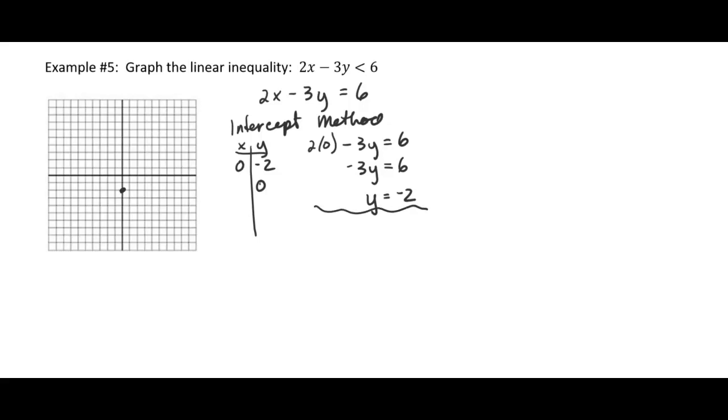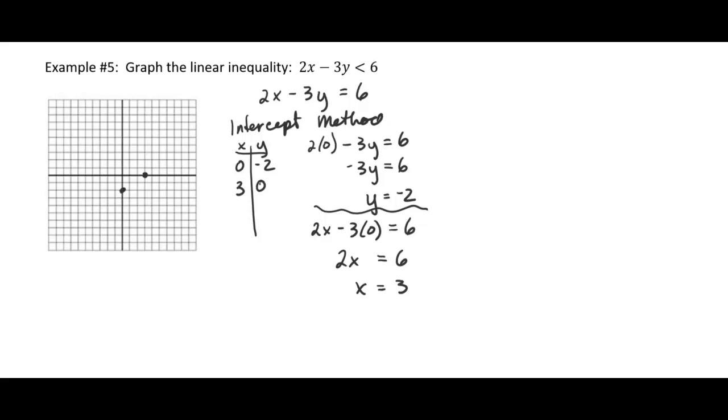Okay, now we're going to switch and find the x-intercept. We're going to put 0 in for y. So 2x minus 3 times 0 equals 6. So 2x is equal to 6, or if you divide by 2, you get x equals 3. So when y is 0, you get x equals 3. Now that ordered pair is (3, 0), so you go right 3, 0. And right there is another point.